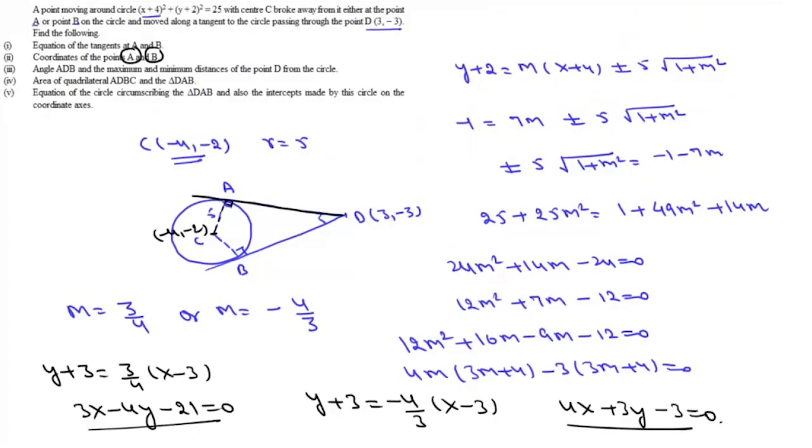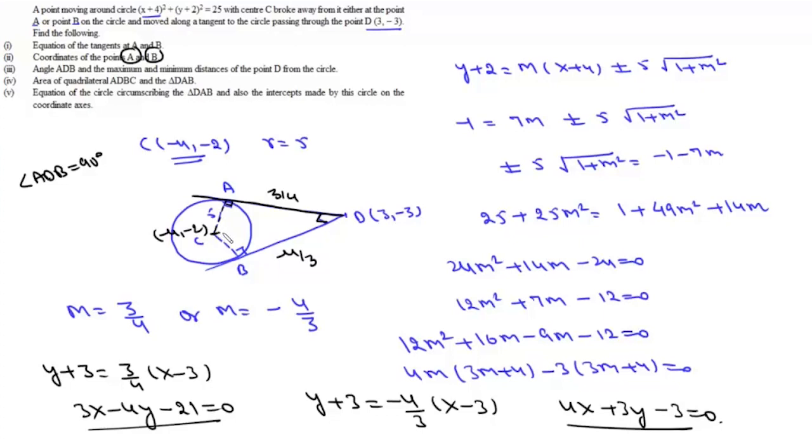Now this third question is, we need to find this angle ADB and the minimum and maximum distance of D from the circle. Now, as we have already seen that this slope is 3 by 4 and this slope is minus 4 by 3. Product of slope is minus 1. So basically this angle is 90 degrees. So we can simply write angle ADB is 90 degrees. And now we have to find minimum and maximum distance of this point D from this circle.